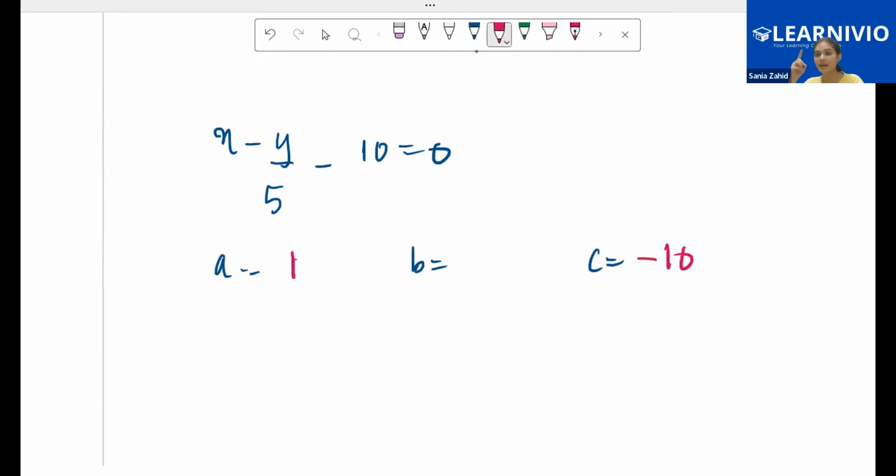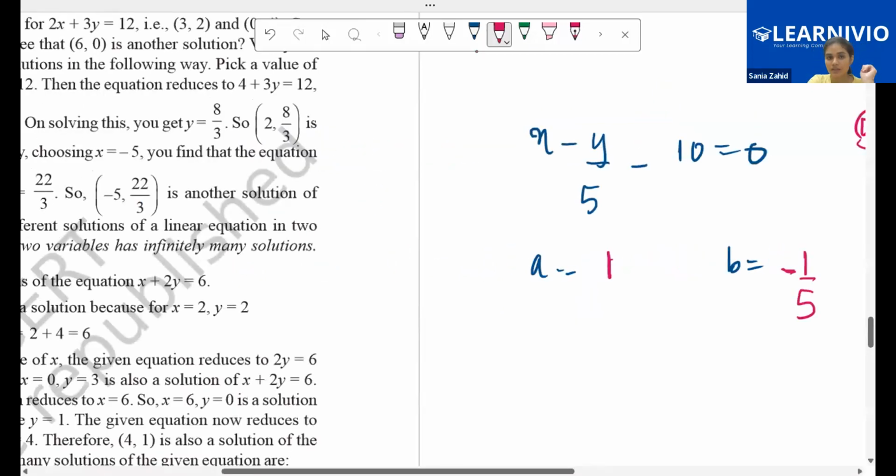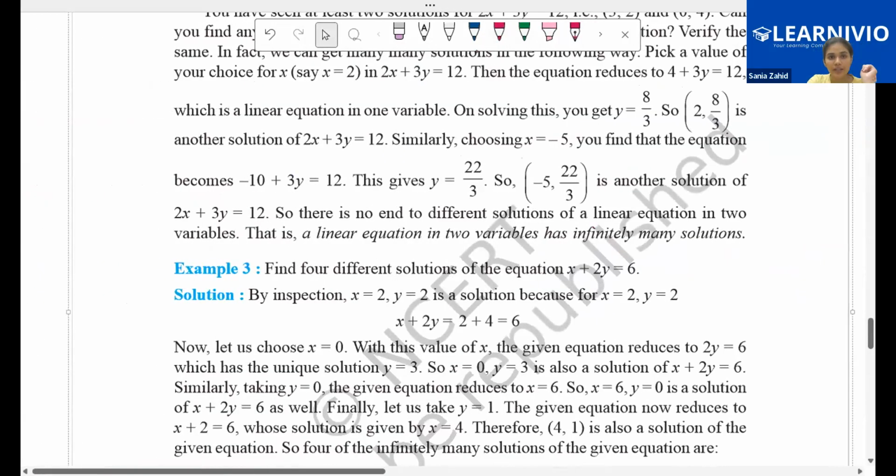Now what is b? B is the number attached with y. See, if I write 5y, this means 5 is attached to y. If I write y by 5, that means 1 by 5 is attached to y. So B will be y by 5? No, not y. You do not include y, because b is the number attached with y. You just write minus 1 by 5. Okay, you understand it now? Yeah. Okay, so we move ahead.